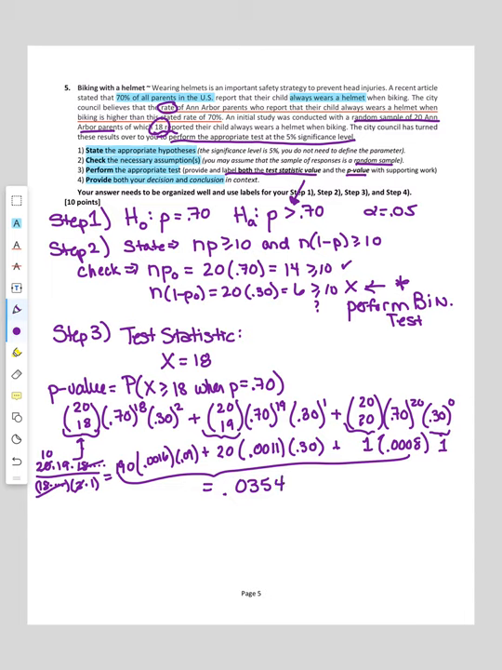So again, that is our complete test statistic and p-value. We don't need to standardize anything. We didn't have a large enough sample size to do any kind of normal approximation here. We're sticking with the binomial test. But then we needed a p-value in step 3 to be able to make a decision and get credit for that decision in step 4. Since our p-value, 0.0354, is less than the 5% level of significance, our decision is to reject H naught.